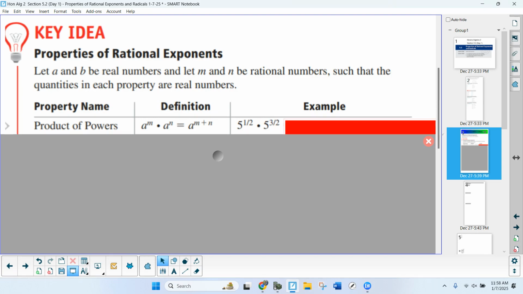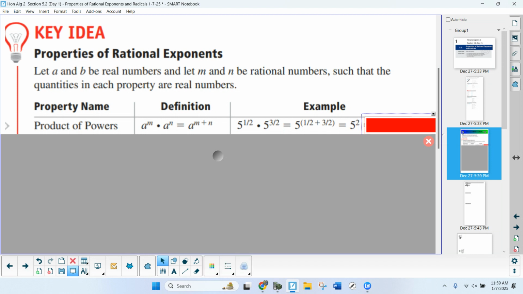So if I have 5 to the 1/2 times 5 to the 3/2, what math do you do? 3/2 plus 1/2. What's 3/2 plus 1/2? 3/2 plus 1/2 is what? 4/2. And what's 4/2? 2. And what's 5 squared? 25.